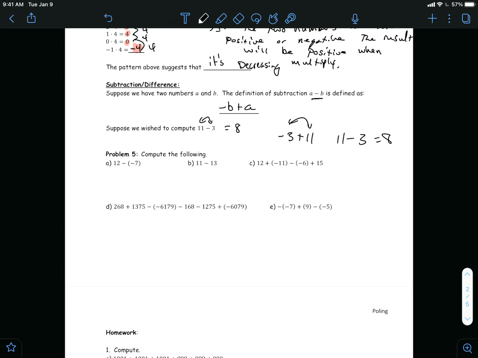Do you want to deal with two negatives? I don't want to deal with two negatives. What do two negatives make? A positive. That's what I would want to deal with, right? So why don't you go 12 plus 7? What is 12 plus 7?